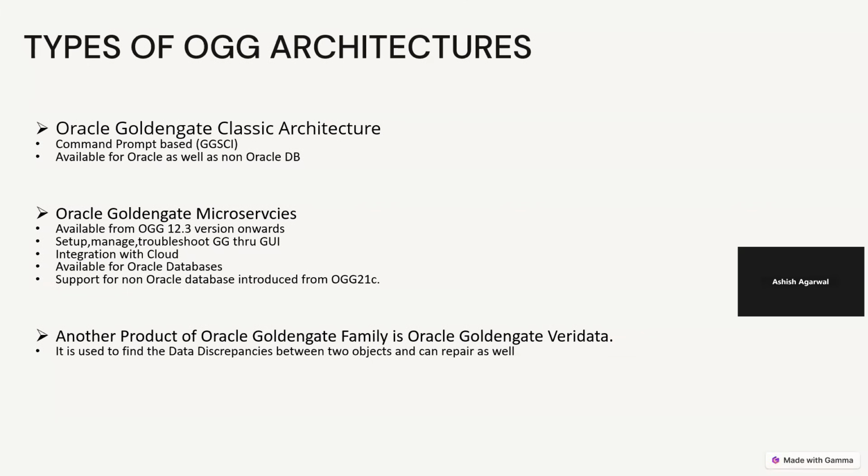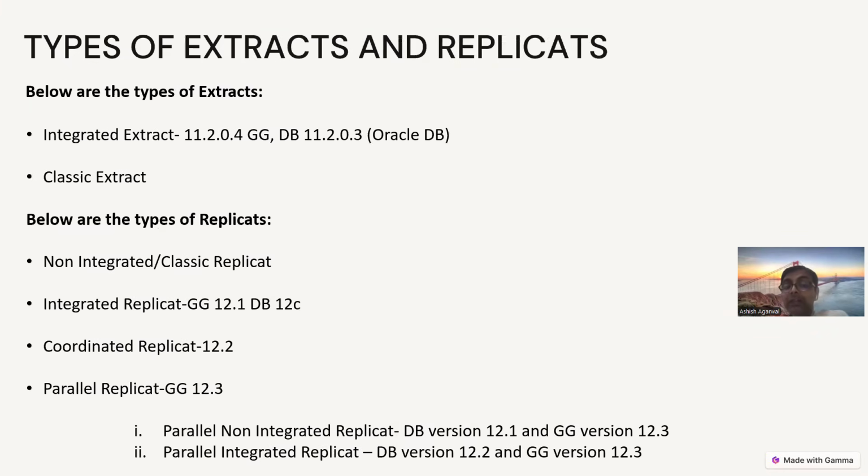No, correct. There are two types of architectures in GoldenGate, classic and microservices. Now, in GoldenGate, there are different types of extracts and replicates. Extract extracts the data, replicate applies the data. I'm doing this because a lot of people ask me whether integrated no longer exists. In the next session, we'll discuss the architecture of GoldenGate, like how it extracts the data and replicates the data.